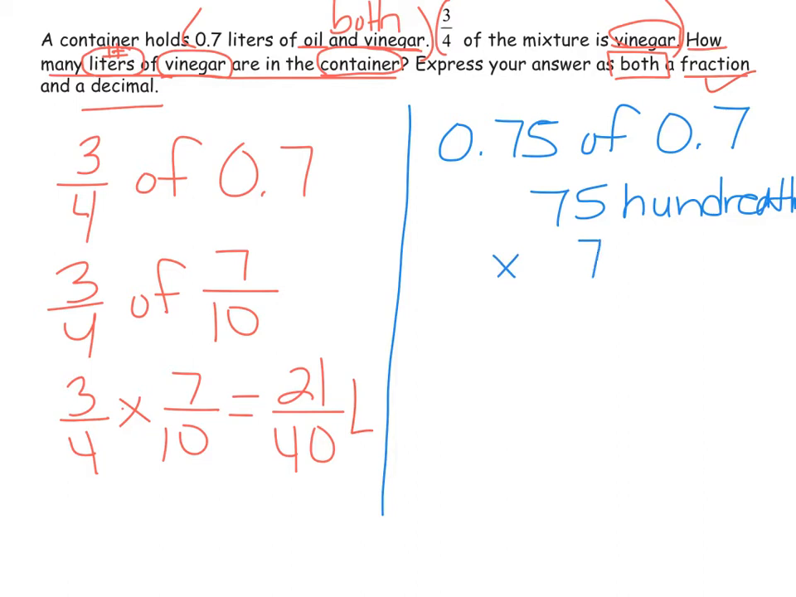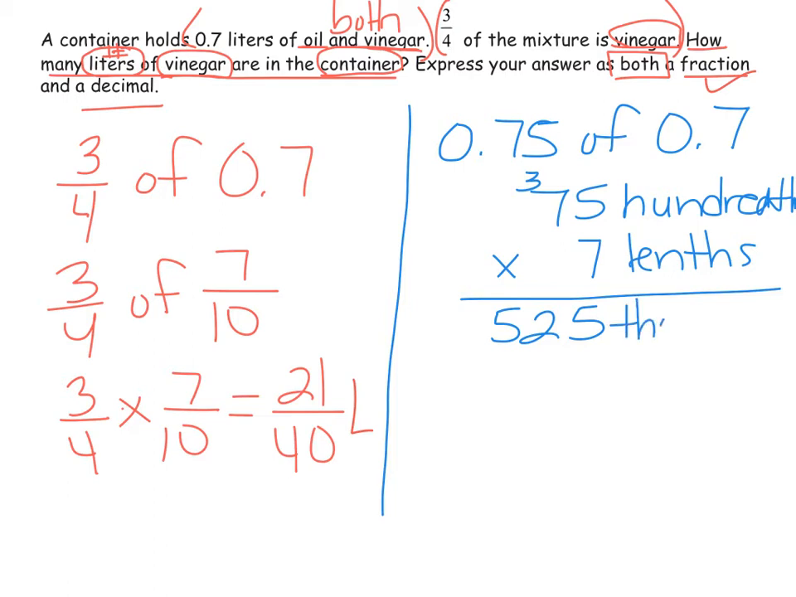times 7, and that 7 is in the tenths. And I'm going to multiply just like I did before. I don't do the decimal because I've labeled it hundredths and tenths. 7 times 5 is 35, carry the 3. 7 times 7 is 49, plus 3 is 52. 100ths times tenths is thousandths.